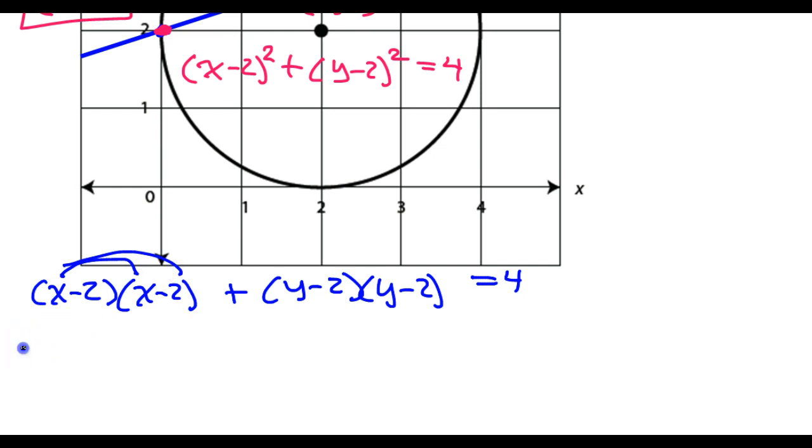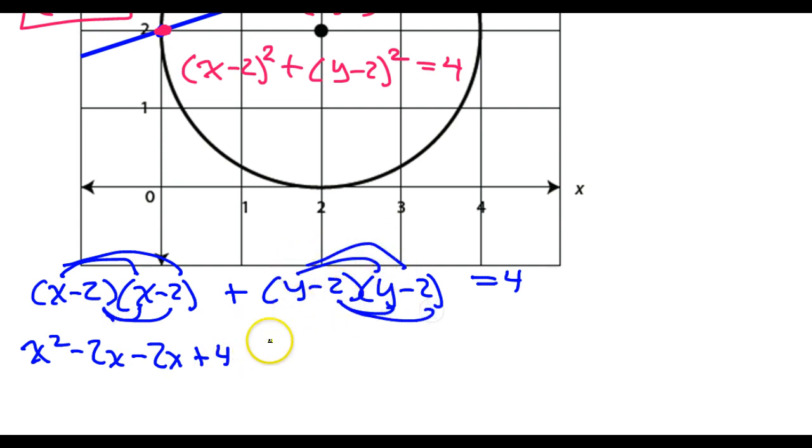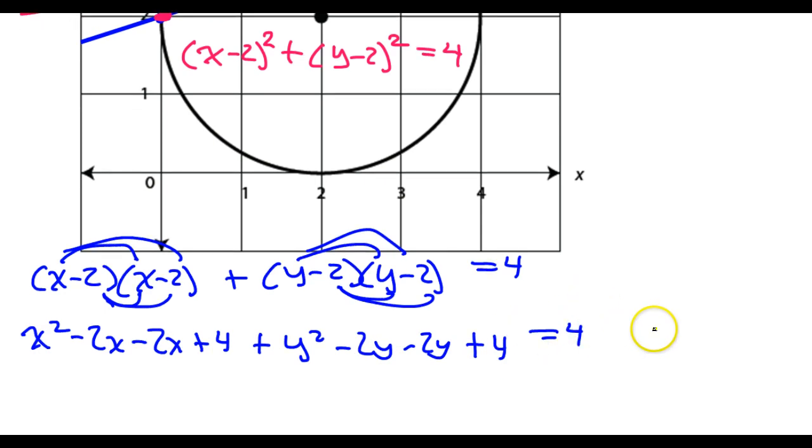Okay, so that's going to give me x times x is x squared, x times negative 2 is negative 2x. Double distribute again, so that'll be negative 2x plus 4. Okay, double distribute again over here, so that's going to give me y squared minus 2y, another minus 2y, plus 4. Really the same as last time except y's instead of x's, and this is going to be equal to 4 over here.